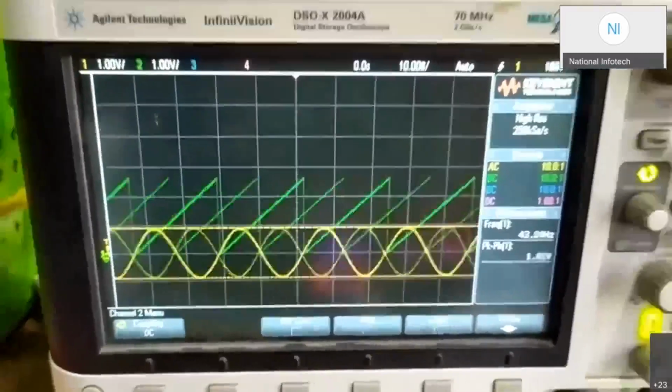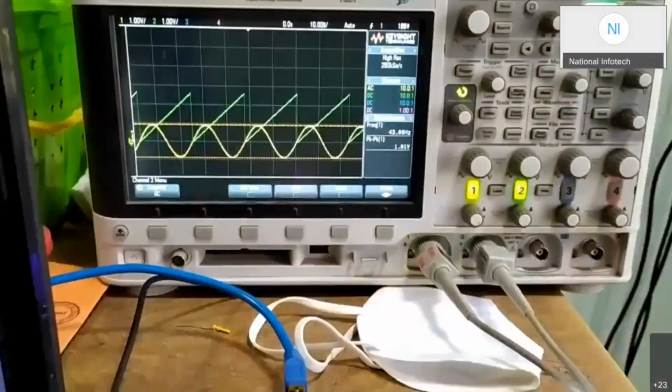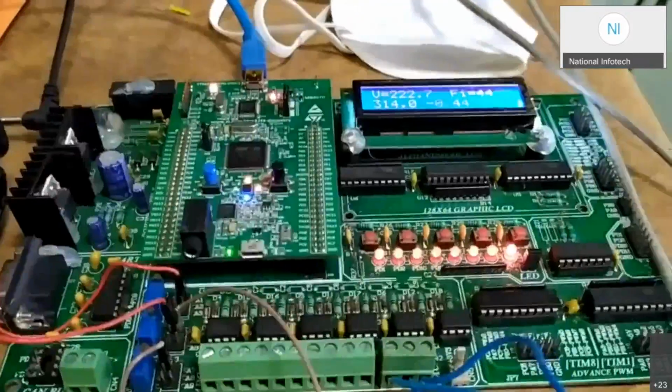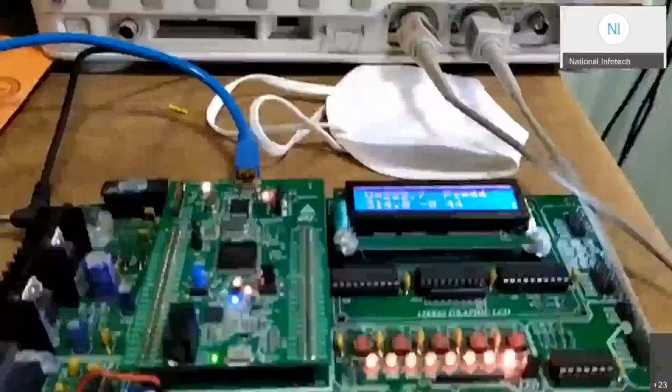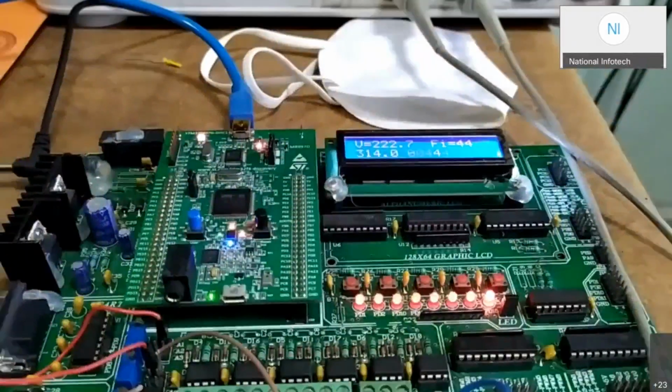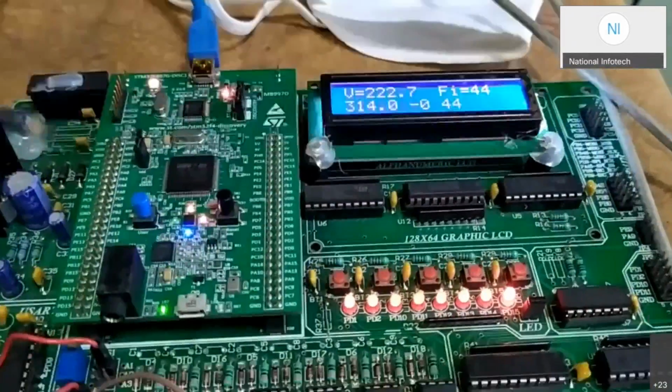So this was the demonstration of the SRF PLL in our hardware. I hope the program is also clear and this demonstration is also very clear to everyone. Thank you so much.